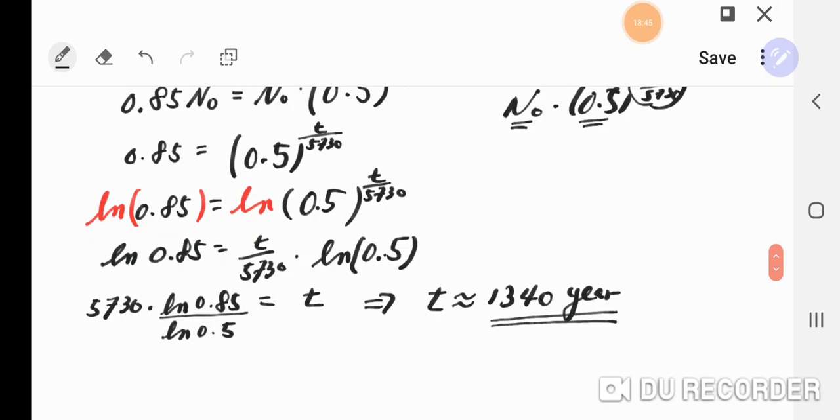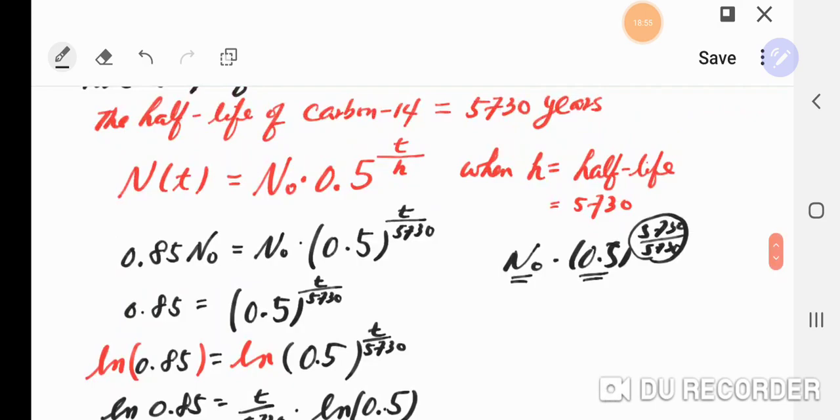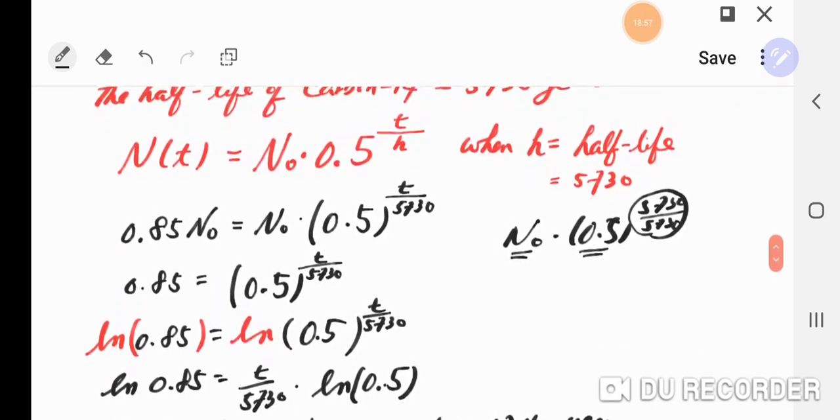So the bone is 1,340 years old. In this case, we used a slightly different function, because this is half-life. So the function looks like this: the initial amount times 0.5 raised to a power that is t over the half-life.